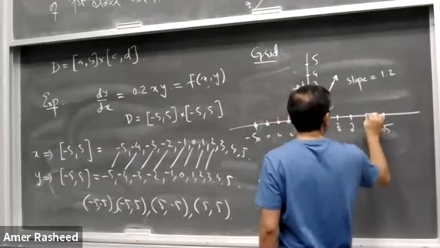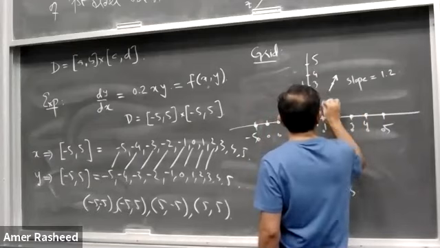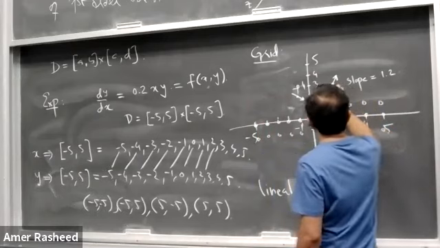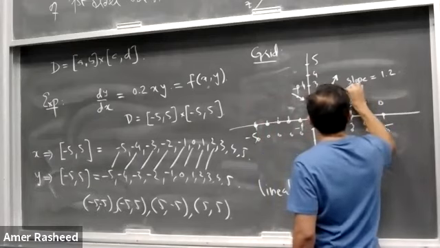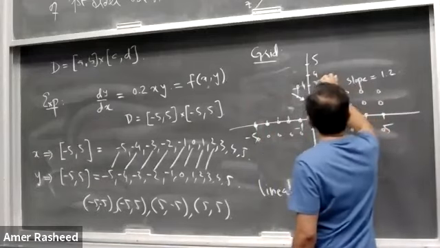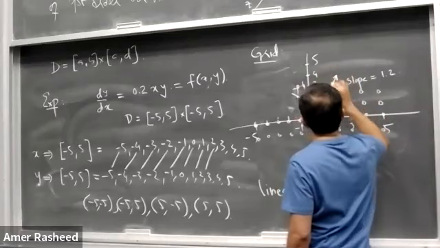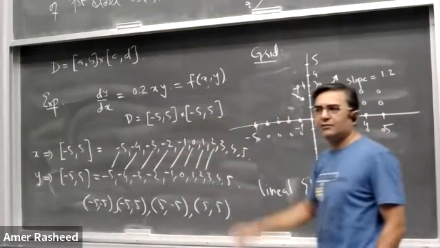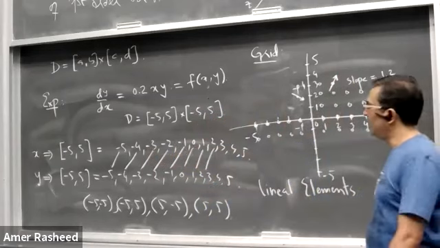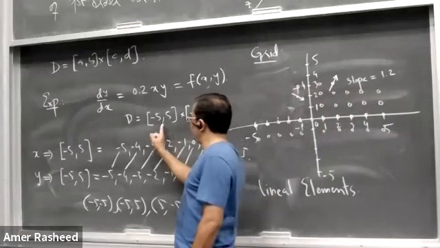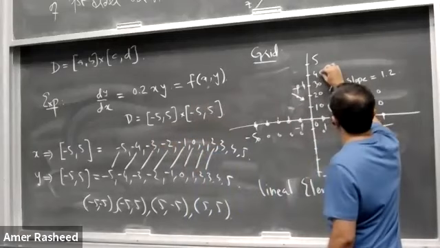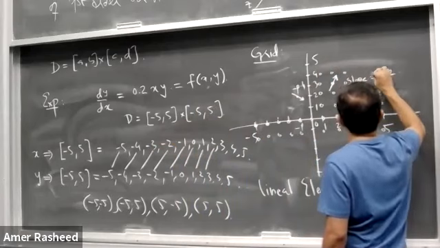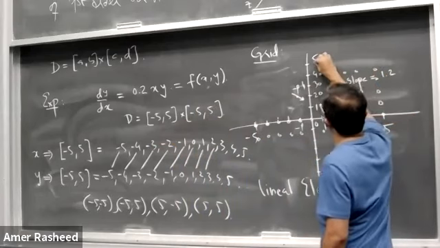Okay, these are your grid points. These are all the possible points if you take the combination of these numbers within the domain X and Y. So you obtain these points.